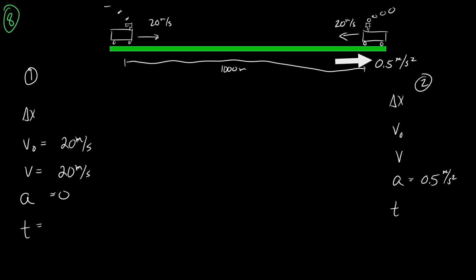Train 2, do we know how far the train travels? No. Do we know the initial velocity of the train? 20 meters per second. Do you know the final velocity of the train before impact? No. Do you know the acceleration experienced by the train? Yeah. All right. So we have identified the information that has been presented in the problem. That's step 2.